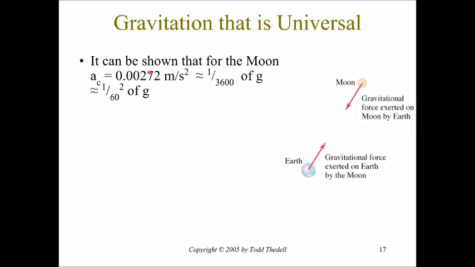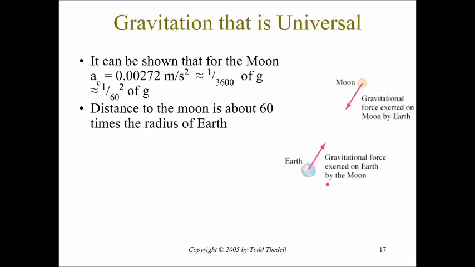So it can be shown that the moon's centripetal acceleration is 0.00272 meters per second squared, which happens to be 1/3600th of the acceleration due to gravity. I think I said that wrong earlier. 3600 is actually 60 squared. So it can be shown that the centripetal acceleration is 1/60 squared of the gravitational acceleration, 9.8 meters per second squared.